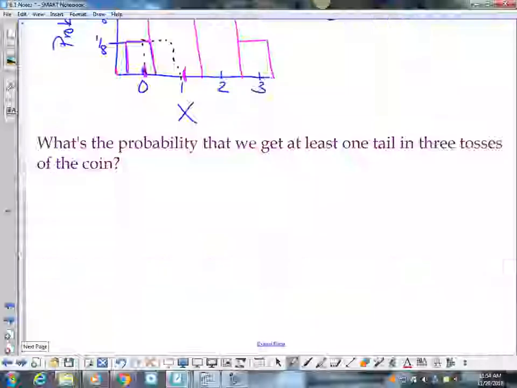Now look at this. What is the probability that we will get, read carefully, at least one tail in the 3 tosses of the coin? Now I want you to take that English and translate it into stats. What do I want? Okay, so all that's English. Translate it into stats. What do I write?